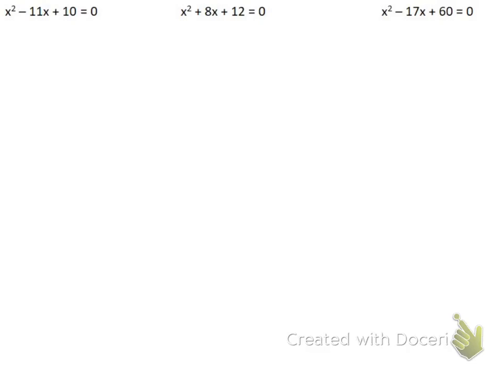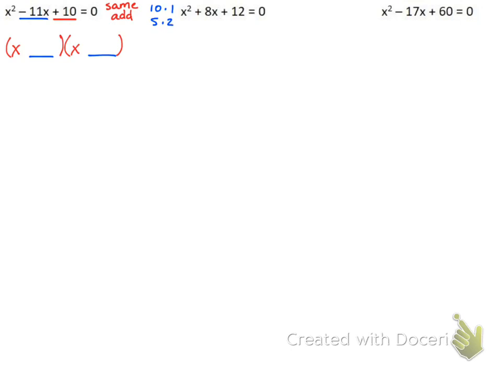The next three, again, same thing. Again, first thing I'm going to do is look at my c value. My c value is positive, so that tells me that they're going to be the same sign. And I want to add to get my b value, which in this case is negative 11. So again, I put my parentheses in there. X is my first number, and then I'm looking to fill in the blank with the second number. So all the different ways to multiply to get 10 are 10 and 1, 5 and 2.